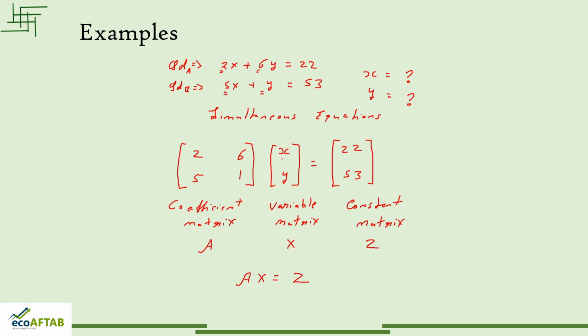A into X is equal to Z. So, if this particular coefficient matrix is A and this particular variable matrix I call it as X, then A into X is equal to Z. Or I can say X is equal to A inverse Z. So, this is the way we try to find out what is the value of the variables x and y. So, this is one way.